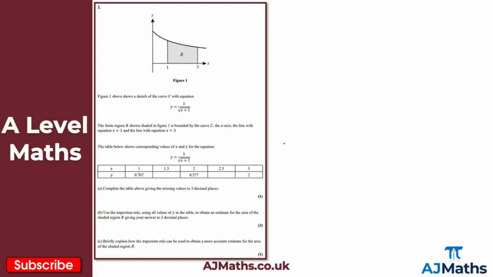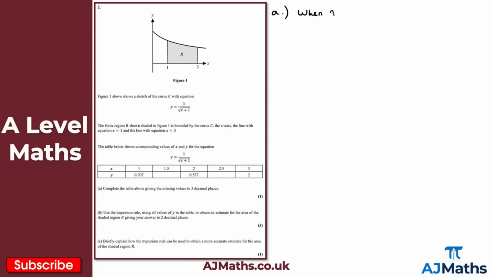What we've also got here is this table. So this table shows corresponding values of x and y for this given equation here. So for the first mark here then, just one mark to get us started. For part A, we're simply looking to complete this table above, giving the missing values to 3 decimal places. So nice and straightforward here. All we're going to do is substitute x equals 1.5 into this equation. Do the same then with x equals 2.5.